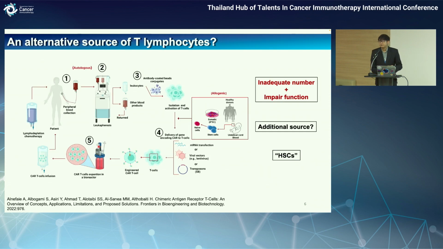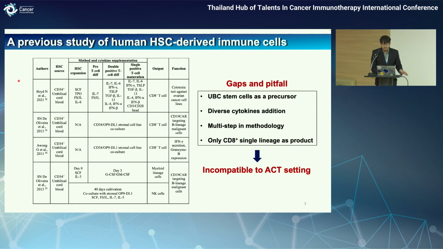To solve this problem, we need to find another source. One is the allogeneic healthy donor hematopoietic stem cell, which can be used as the starting material to generate mature T cells in vitro. This leads into previous studies where many researchers tried to generate mature T cells from umbilical cord blood hematopoietic stem cells with various steps and many cytokine supplementations. However, the outcome of those studies was just CD8 single positive T cells, which is not suitable for the setting of adoptive cell therapy.